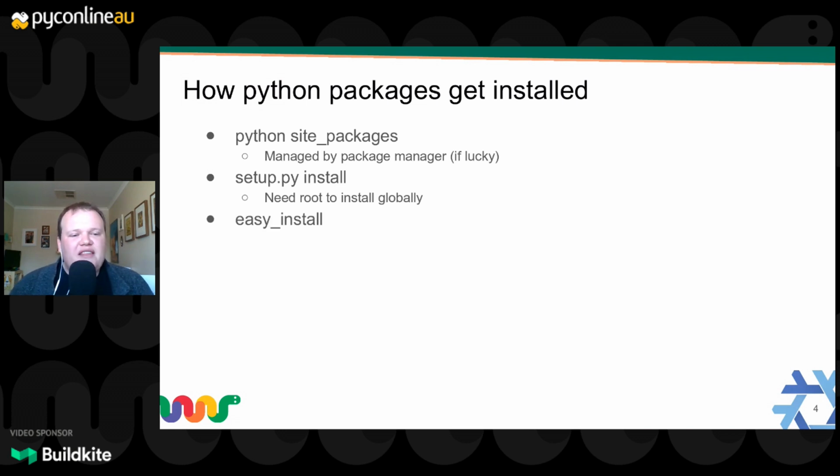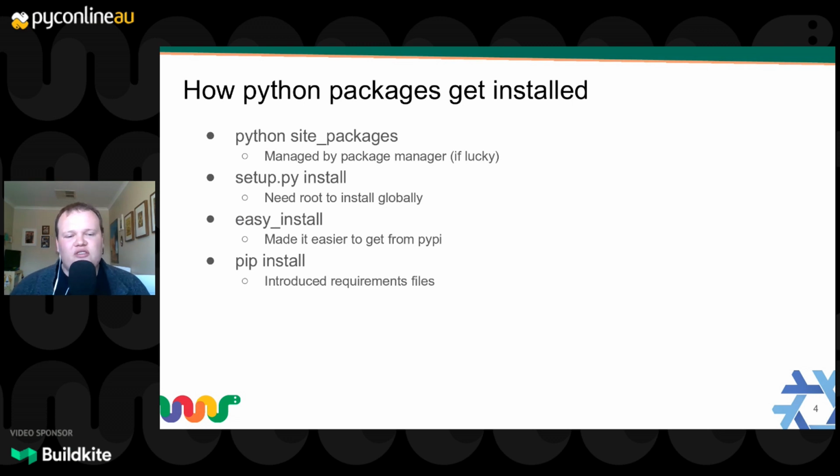Easy install sort of made that easier. It allowed people to get stuff from PyPI directly from the command line, and this allowed me to get a lot of stuff installed in the day. It was fantastic. It was made a lot better by pip. Pip actually knew how to install multiple things at once, and introduced requirements files, which made it easier to install everything in a big group, so that you could have one file that defined everything that you required, and all of their versions as well.